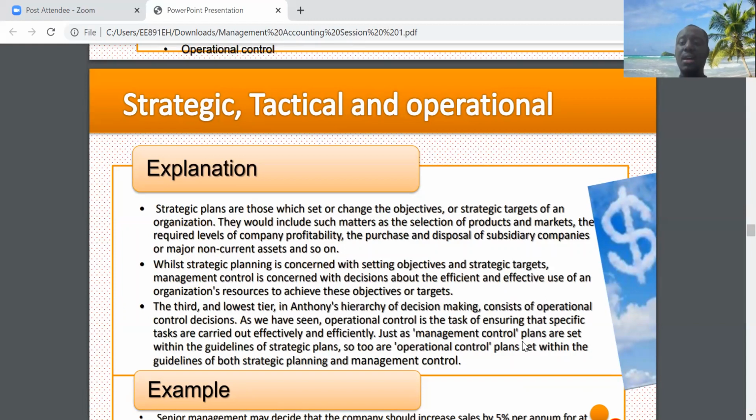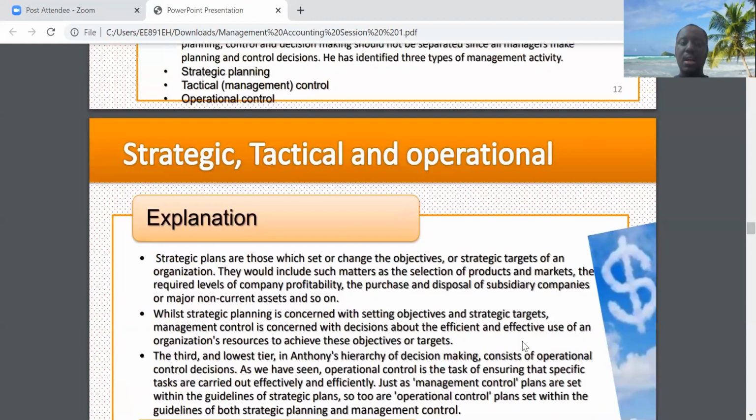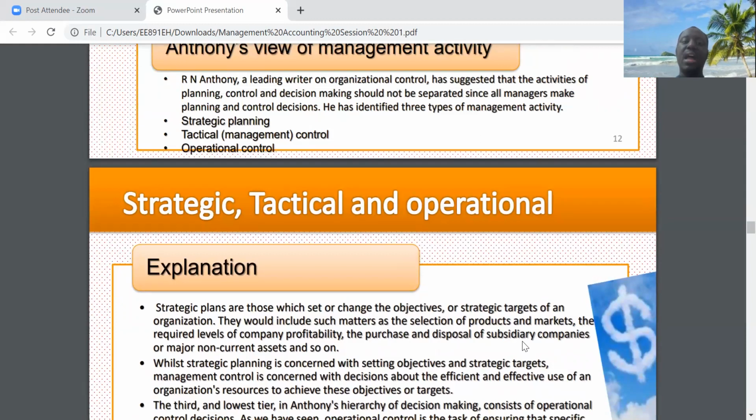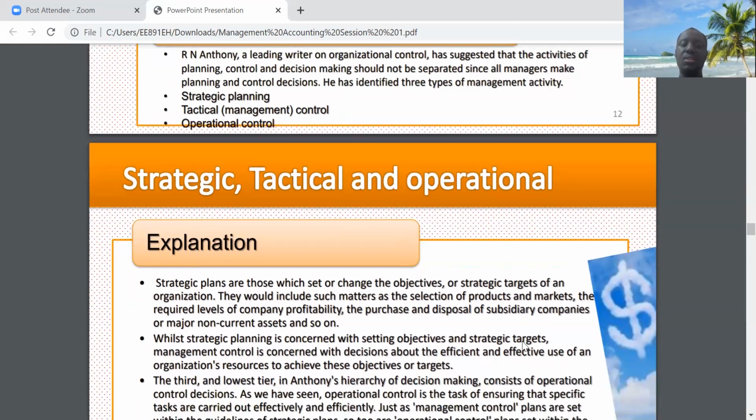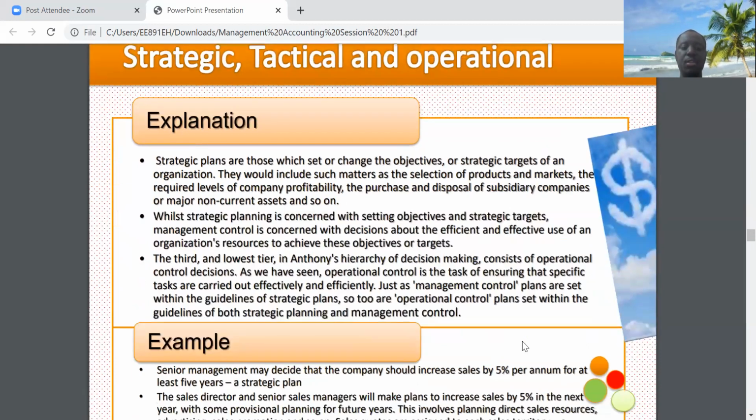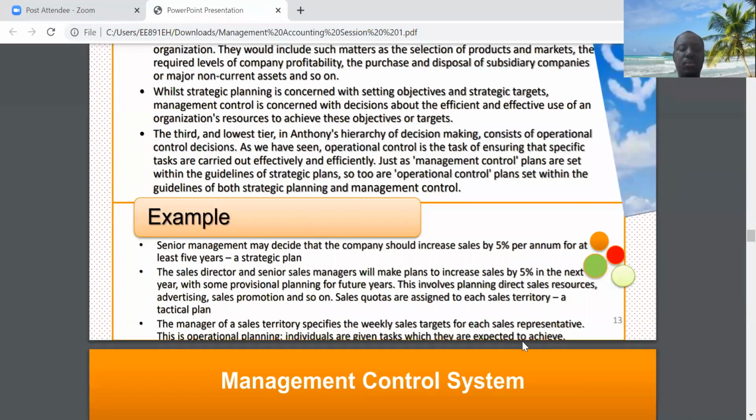So those are the three things when it comes to Mr. R.N. Anthony's view on management activity. So these are the types of management activity. So let's give an example to make it more relatable. Let's give an example of a strategic plan. A strategic plan will be that senior management, the top guys, will decide that the company should increase sales by, let's say, 20% or 5%. Then the sales director will make plans to increase sales by 5% in the next year.